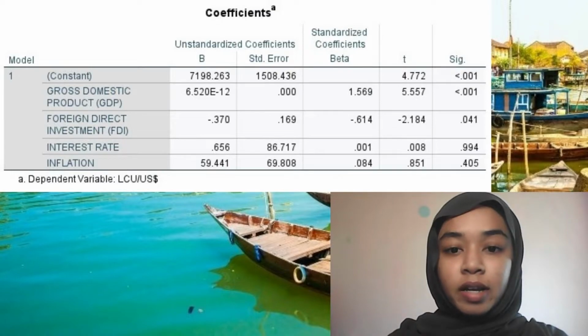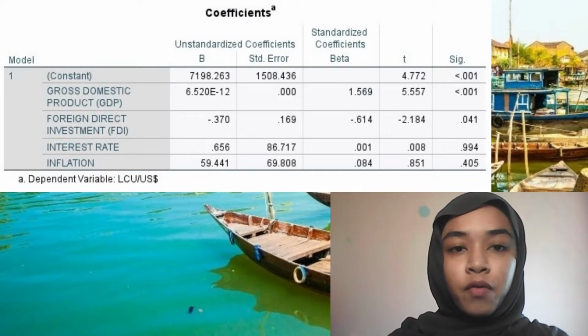The coefficient analysis shows us the positive relationship between GDP and FDI towards the exchange rate, while there is a negative relationship between interest rate and inflation towards the exchange rate. All the relationships are significant except for interest rate and inflation, as the significance values are 0.994 and 0.405 respectively, which is greater than 0.05.